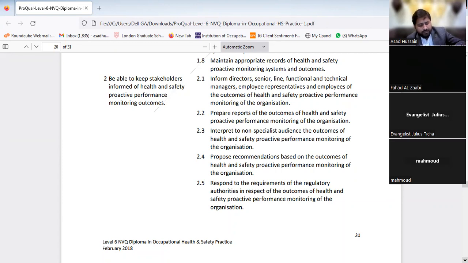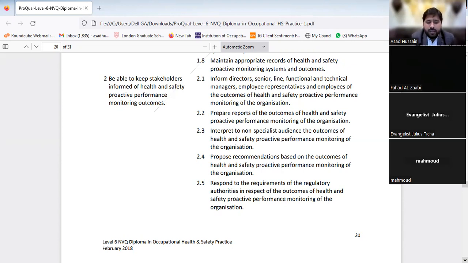So in 2.3 we have: interpret to non-specialist audience the outcomes of health and safety proactive performance monitoring of the organization. Here it is asking about the non-specialist audience. Interpret means communicating broadly, spreading the information, explaining the information. So it is asking about the non-specialist audience: who are they?